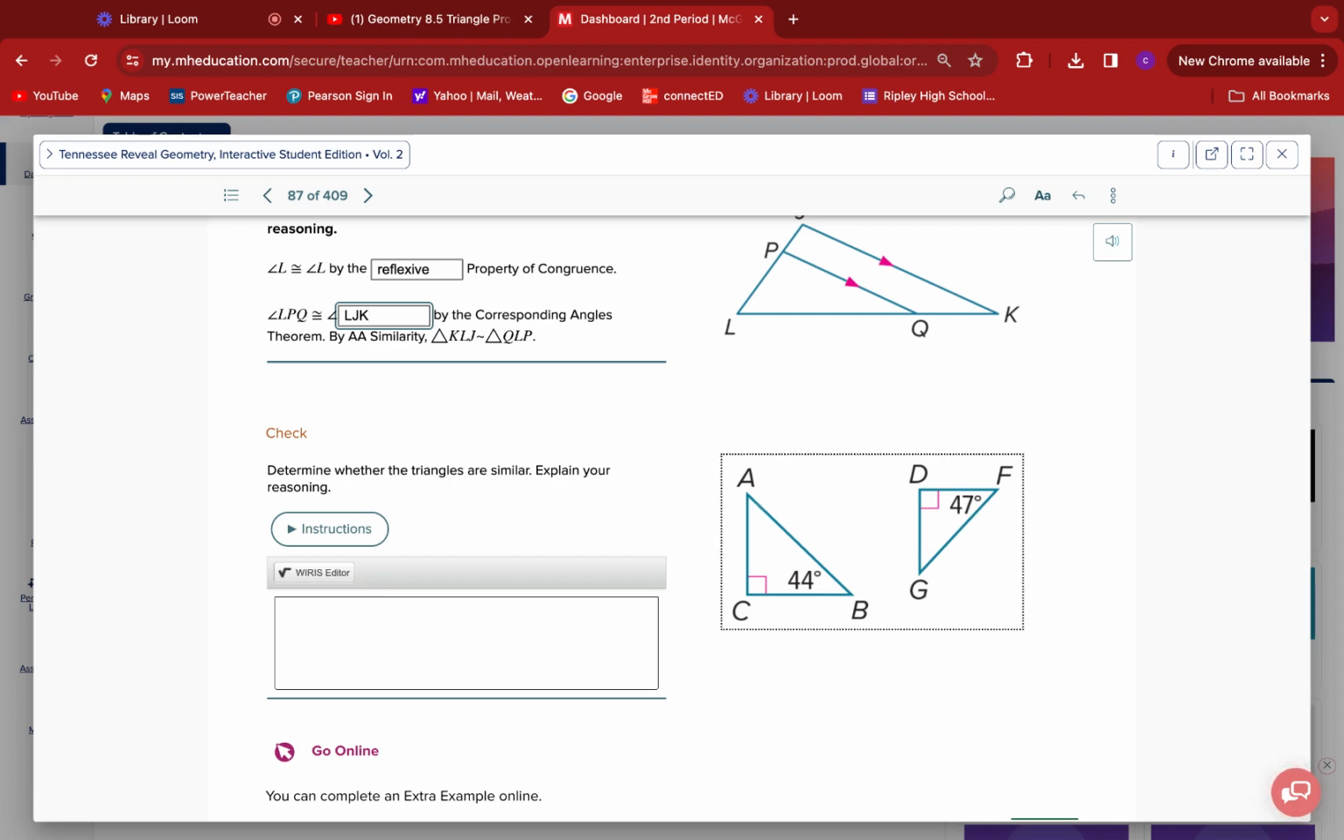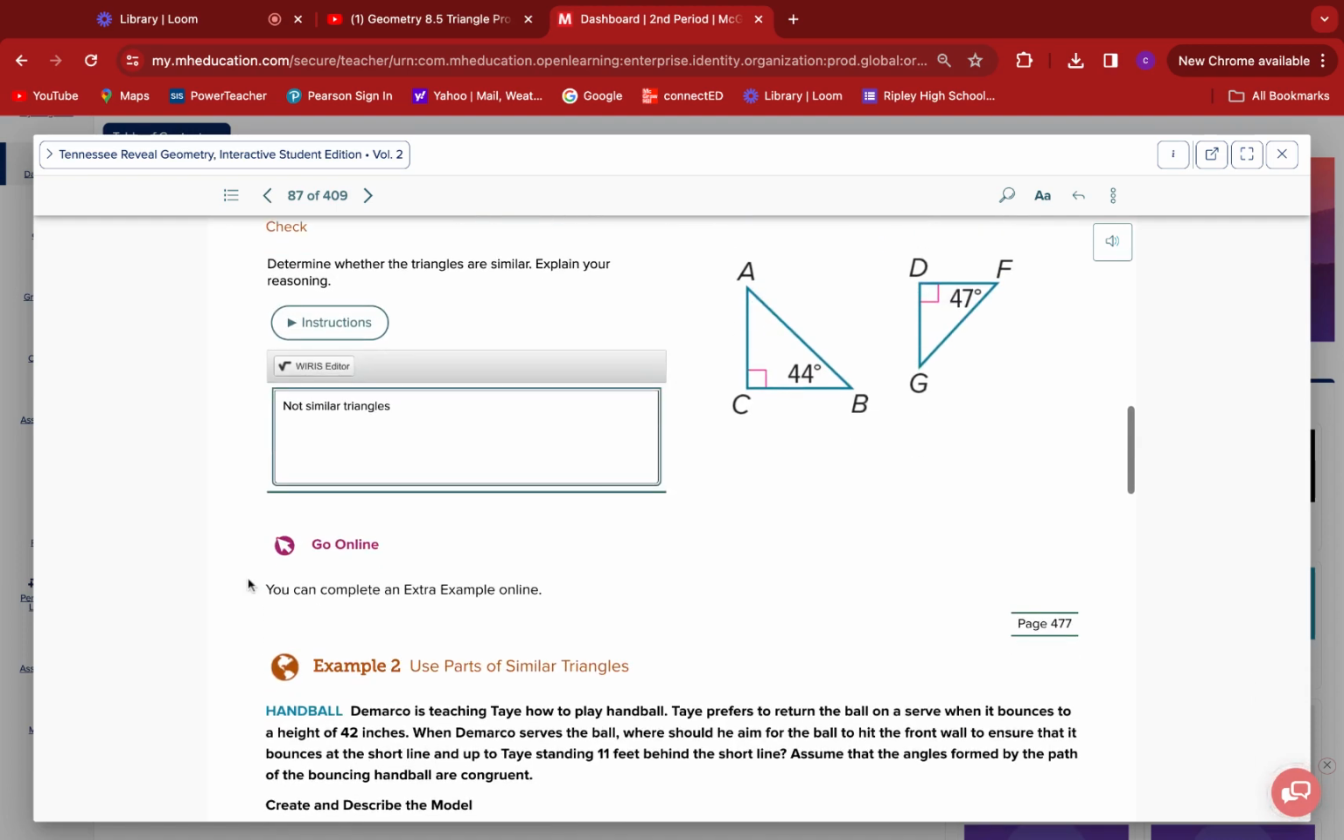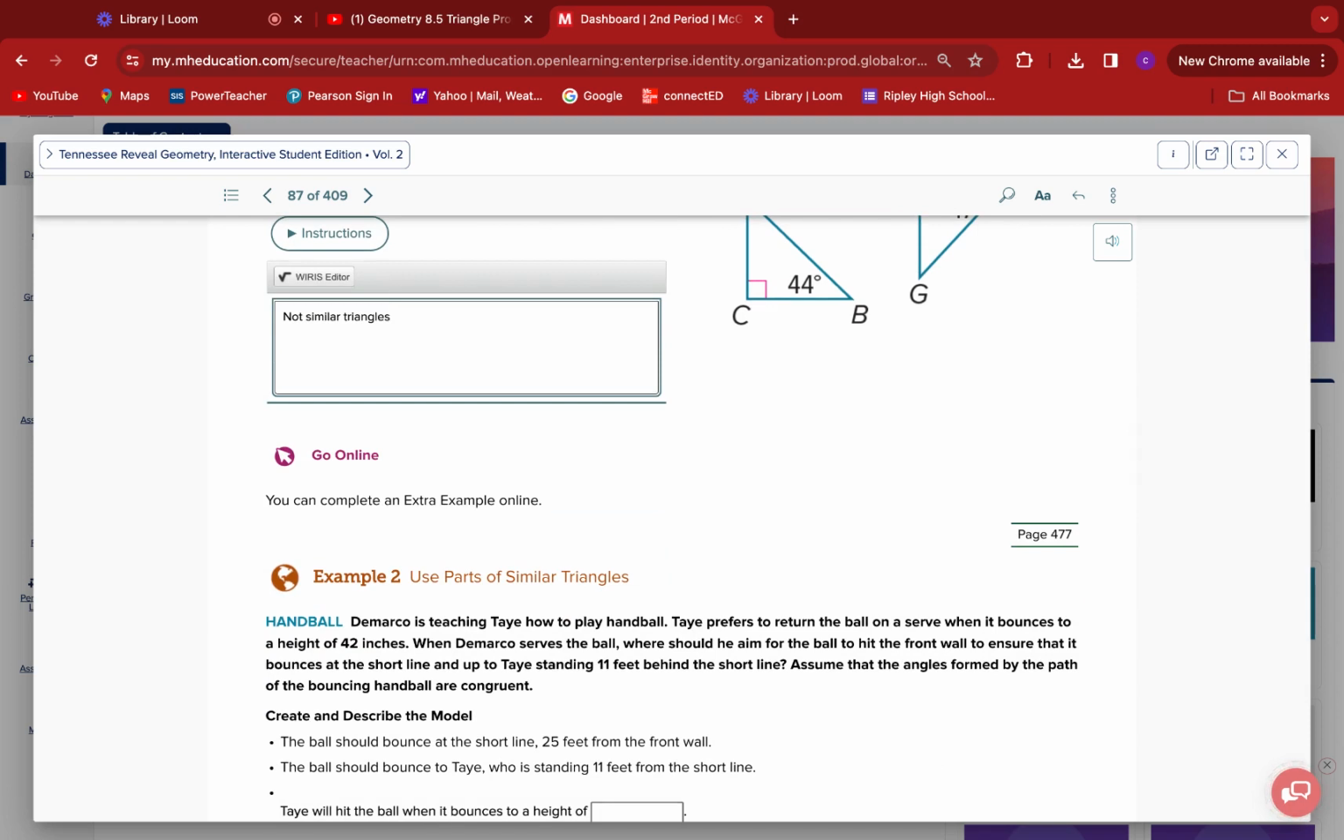So 180 minus 90 minus 44. Well, it's not 47, it's 46. So these are not similar triangles. The angles are not even congruent to each other. So, not similar. All right, turn the page.